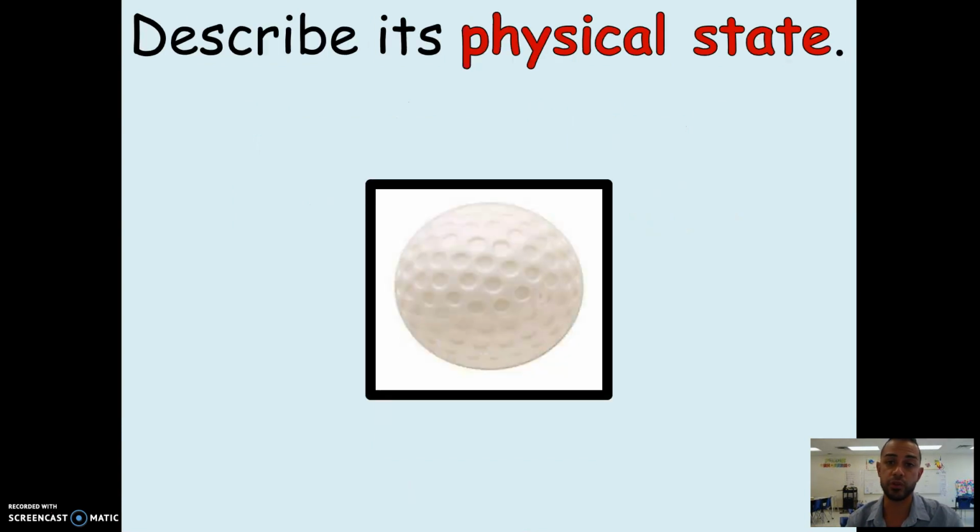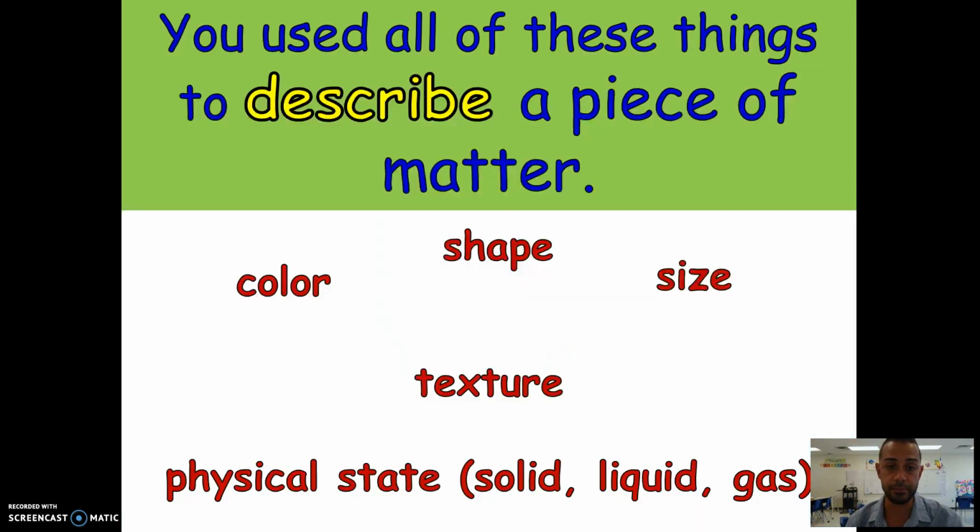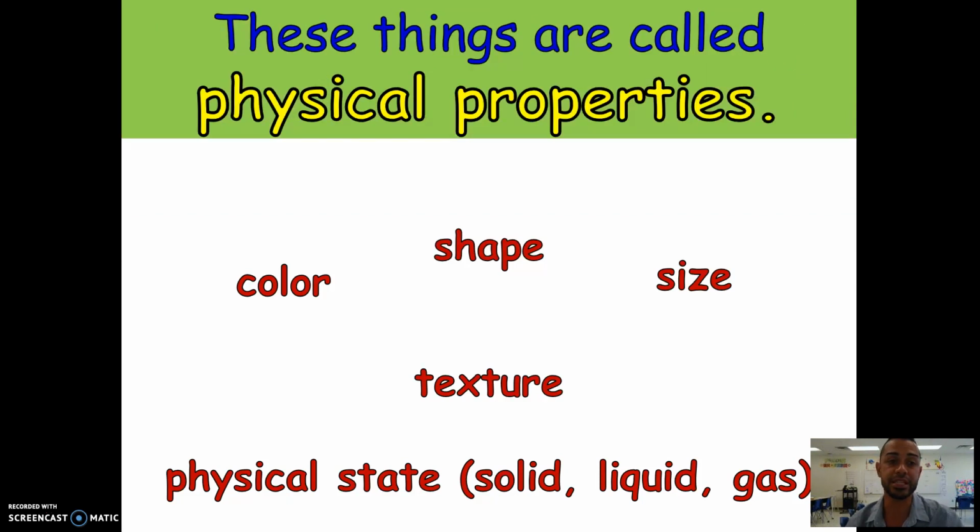We can describe as well the physical state of matter. We're going to be reviewing more about the physical states of matter in a few minutes. But for this ball, what is the question? Is it a solid, liquid, or a gas? It's a solid. So you use all these things to describe a piece of matter: the color, the shape, the size, the texture, the physical state. We call all of those characteristic physical properties. When you are describing matter, you are describing physical properties of matter.